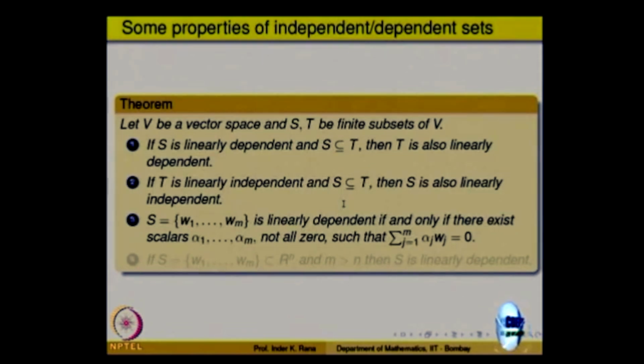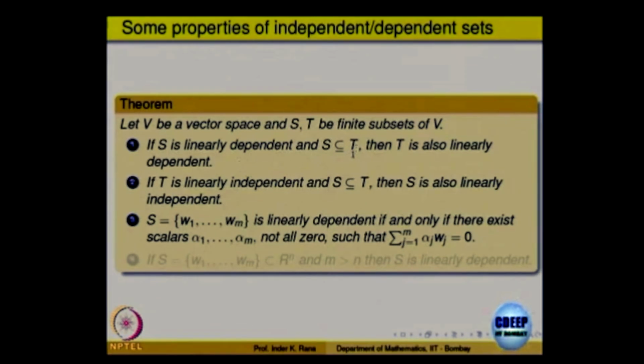Some useful properties of independent and dependent sets. If a set S is linearly dependent and S is a subset of T, then the bigger set also is linearly dependent. Because what does dependent mean? Here, there is a linear combination of elements of S which is 0, but not all coefficients are 0. But elements of S are also elements of T. So that means there is a linear combination of elements of T which is 0, but one of the coefficients is not 0. So T is also dependent.